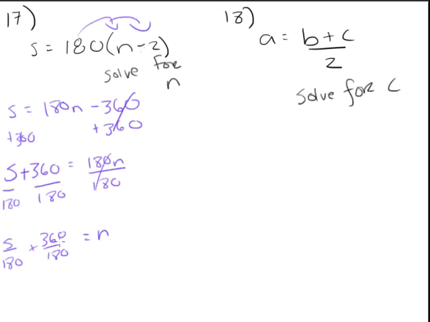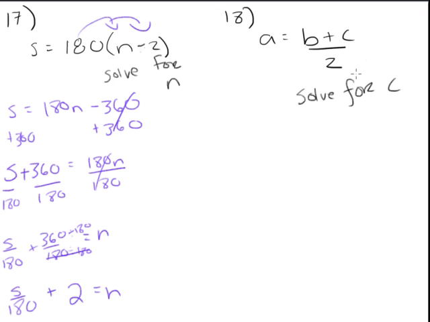Now I could reduce this fraction here. I could actually divide both top and bottom by 180, and I'll be left with s over 180, add, this cancels out, and it actually comes to 2.